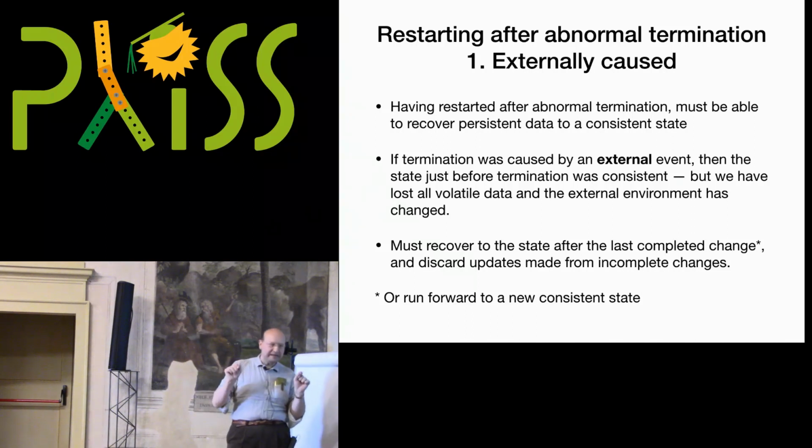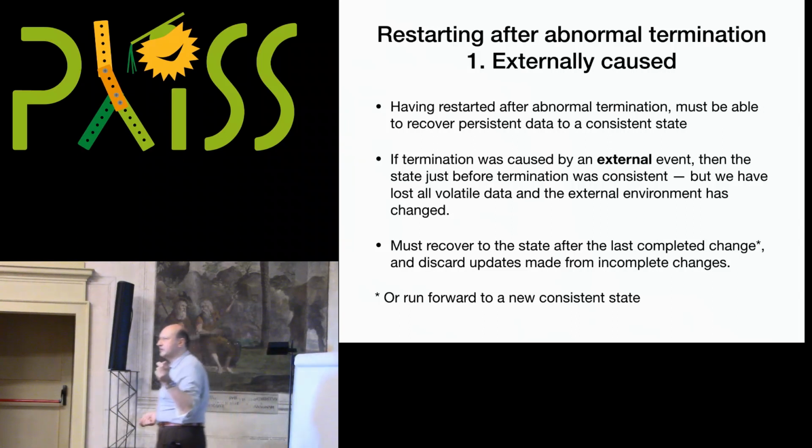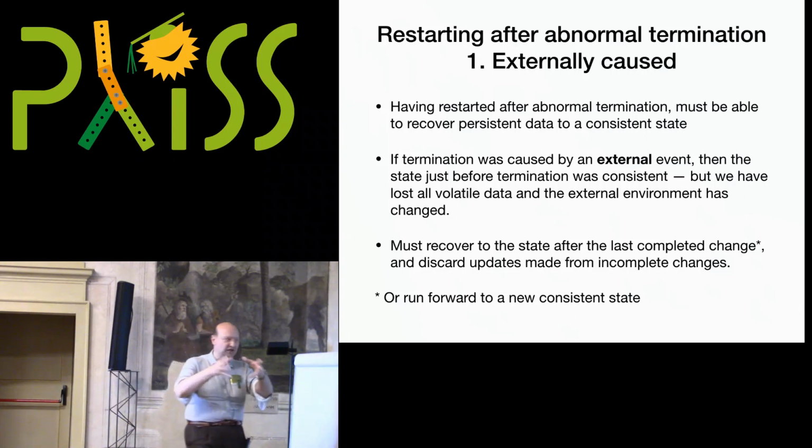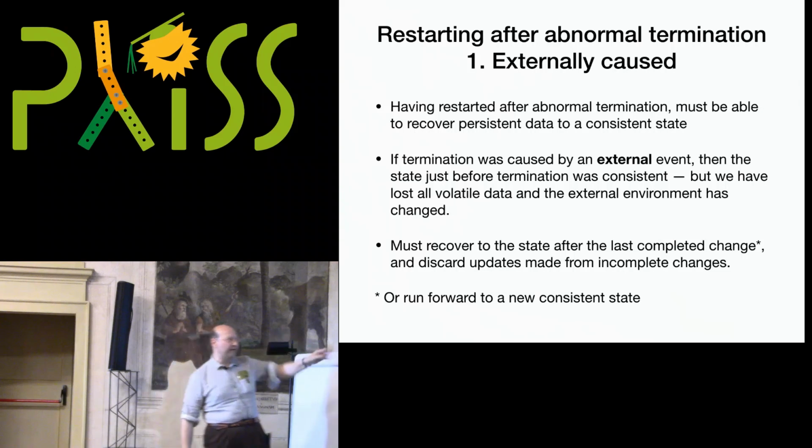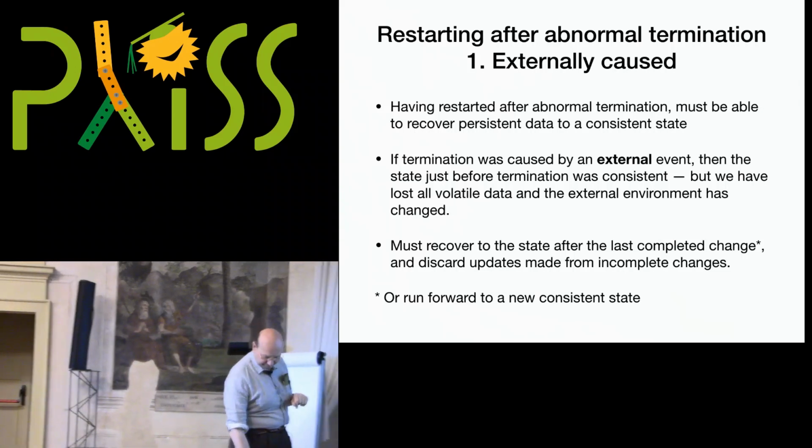Now I'm lying a little bit, because one of the reasons we can get external abnormal termination is the persistent memory system says, that block, sorry, ECC is wrong, and that particular chunk of memory now is gone. But ignoring that one, generally speaking, we don't have to go back very, very far.